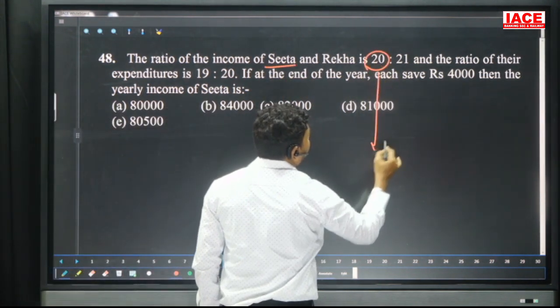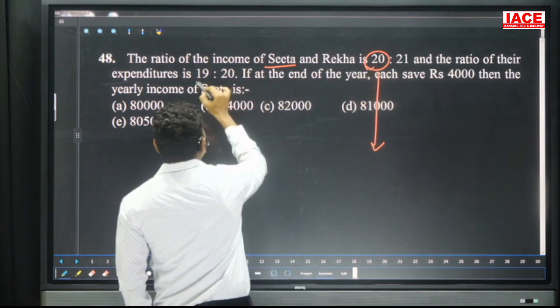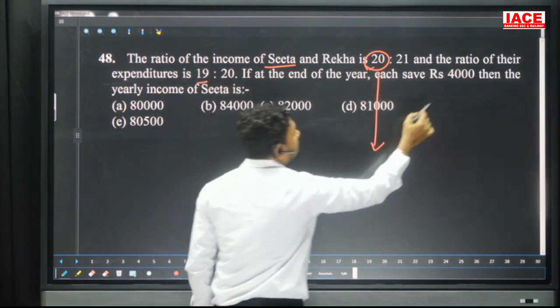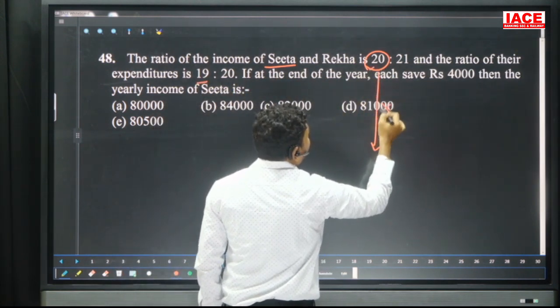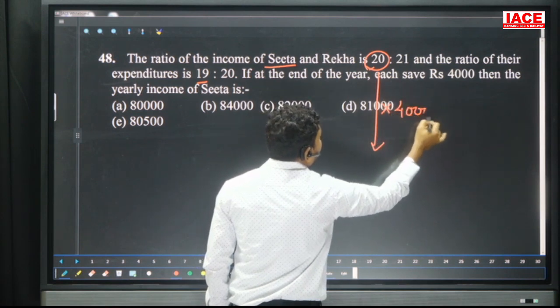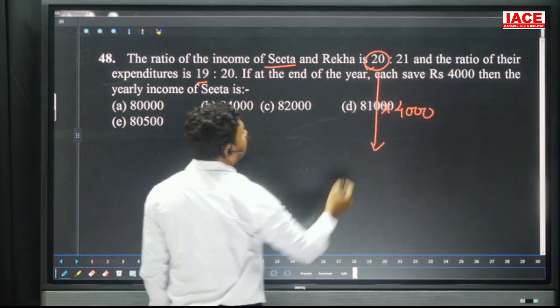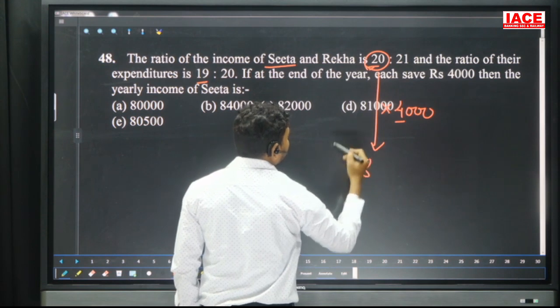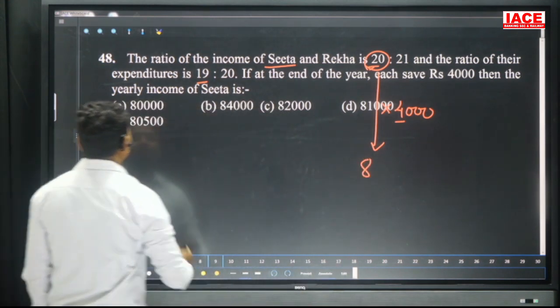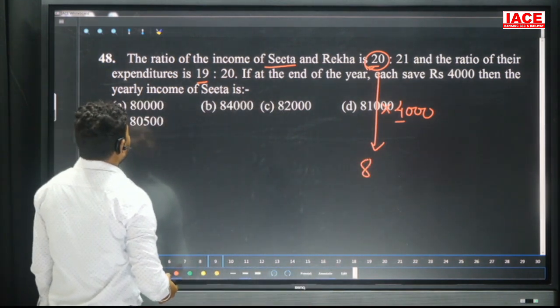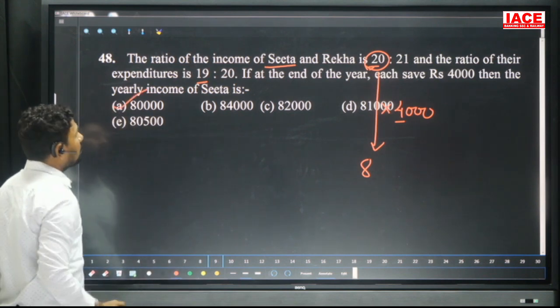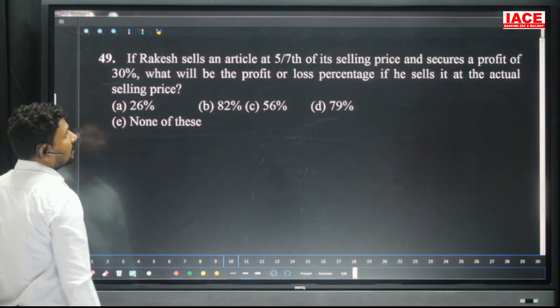Sita's income is how many parts? 20 parts. One part is equal to 20 minus 19, which means one part. One part is equal to 4,000 and 20 parts is equal to how much? Then 20 into 4,000 is 80,000. Option is A. Next.